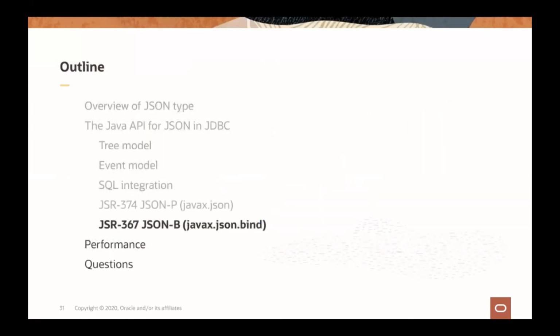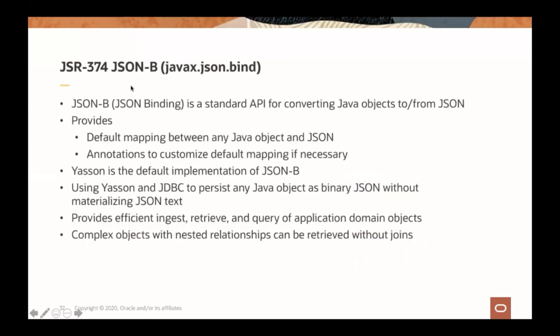So next we're going to talk about JSONB. The B is for binding. It's another quote-unquote standard interface in Java EE, now Jakarta. This is a way to take your plain old Java objects, your POJOs, any Java object that you're using in your app, sometimes referred to as domain objects, and convert those domain objects to and from JSON. And the default implementation of JSONB is called Yasson.